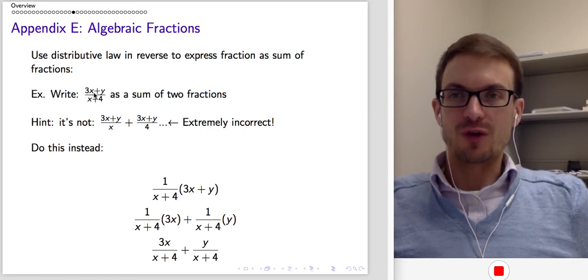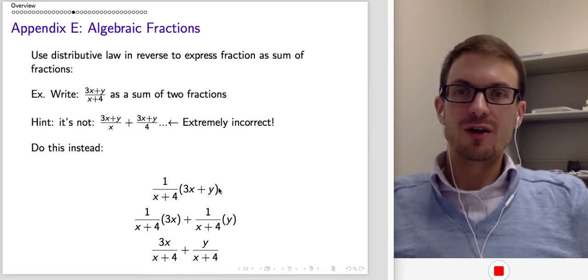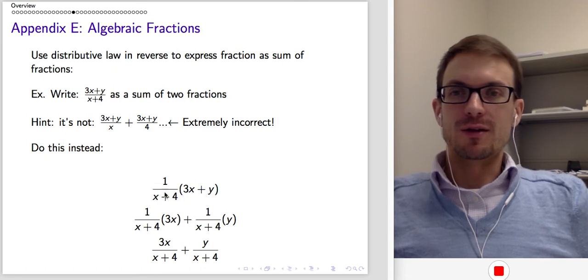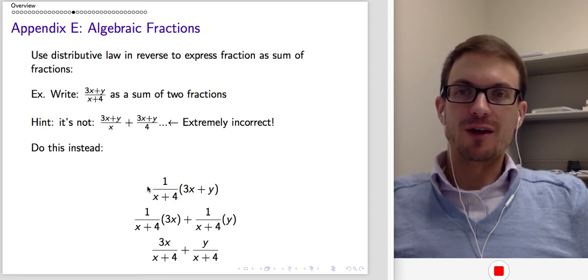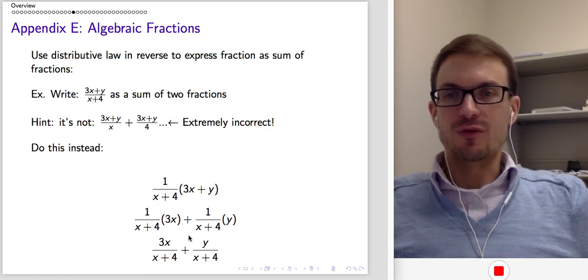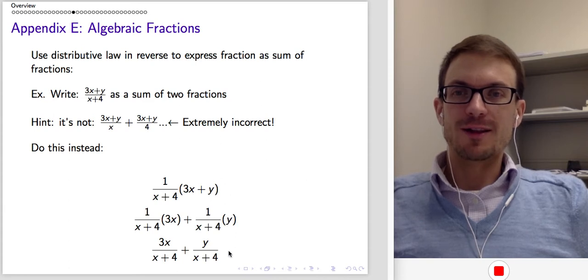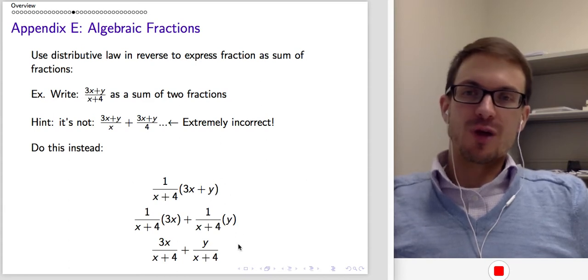Well, let's factor out the 1 over x plus 4 term. If we do that, here is the denominator, here is the numerator. All I've done is write the fraction as multiplying the numerator by 1 over the denominator. That's all that was. And now I'm writing this as the reverse of the distributive property: 1 over x plus 4 times 3x, plus 1 over x plus 4 times y. And then I'm just writing these as fractions.